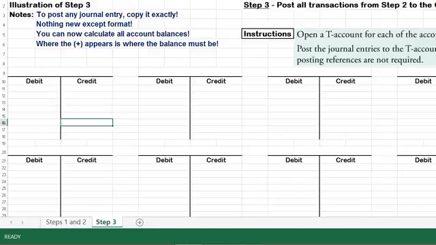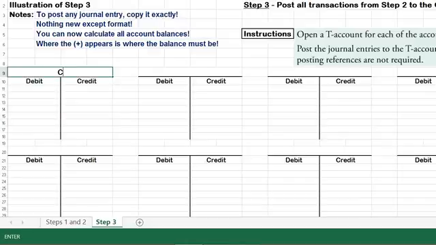I've got them set up here already. Obviously, again, debit is always on the left and credit is on the right. Notice I put a statement up here: where the plus sign appears is where the balance must be. So not only do we want to put the account name up here, we also want to indicate whether it has a debit or a credit balance by putting the plus and the minus in the appropriate areas. Let's list a couple of these here.